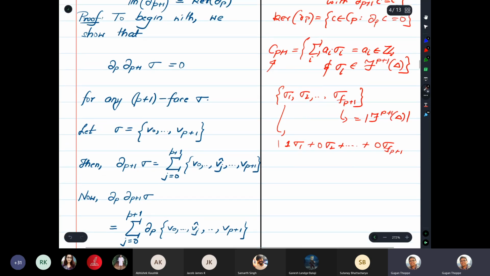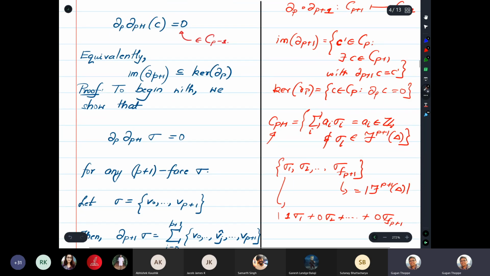We were trying to prove this fundamental lemma of homology. In order to prove that, we first recall that this C_{p+1} is this vector space, and σ_1, σ_2 all the way up till σ_{f_{p+1}}, this collection of p+1 chains forms a basis for C_{p+1}. So keeping this in mind, we are going to first prove this result not for a generic C, but for the basis elements. So instead of proving it for any generic p+1 chain, we will prove it for the basis element.